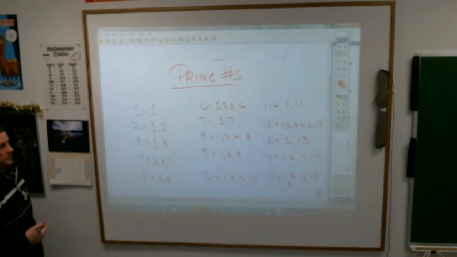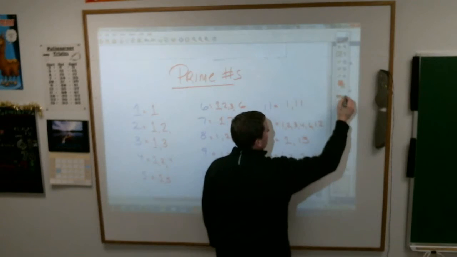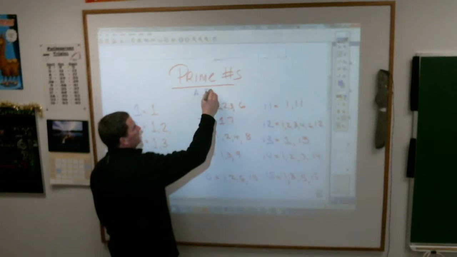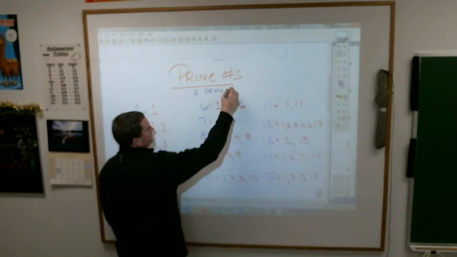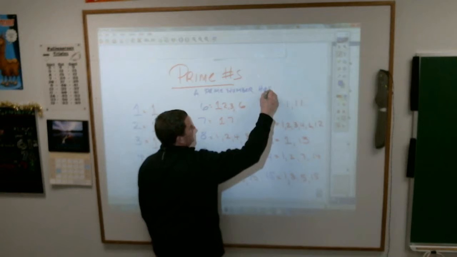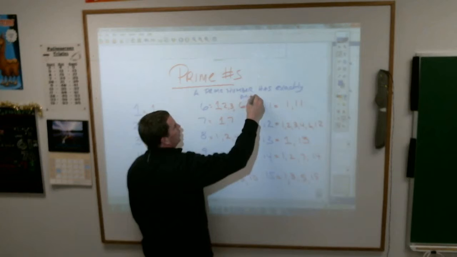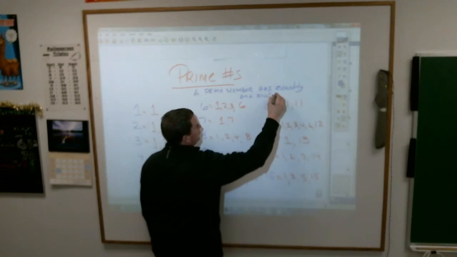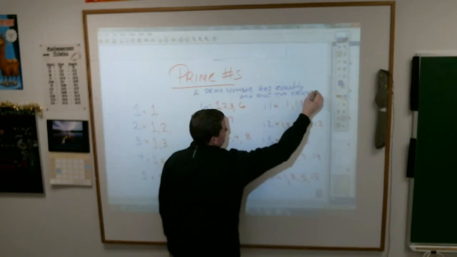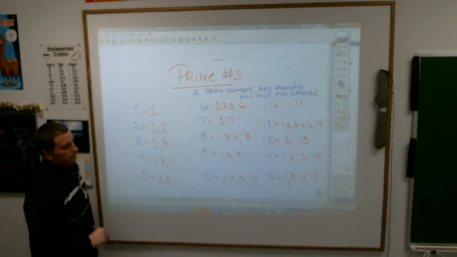Okay, now, we did that because you need to know that in order to figure out if something is a prime number. The definition of what a prime number is, you need to write down very carefully because people get confused with this. A prime number has exactly and only 2 factors.